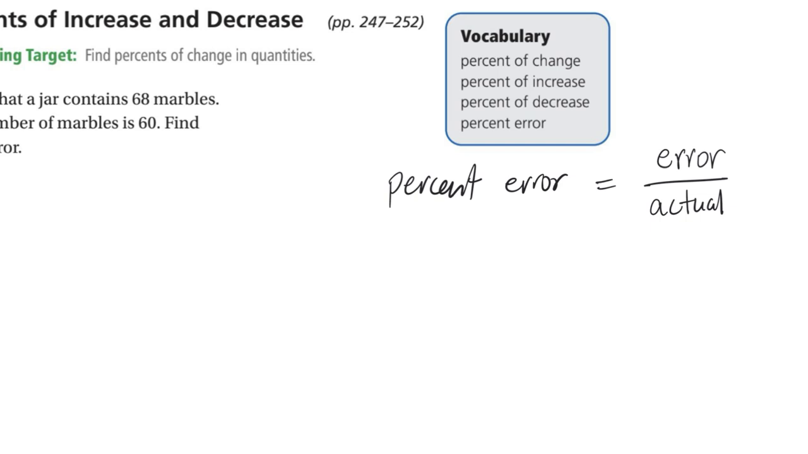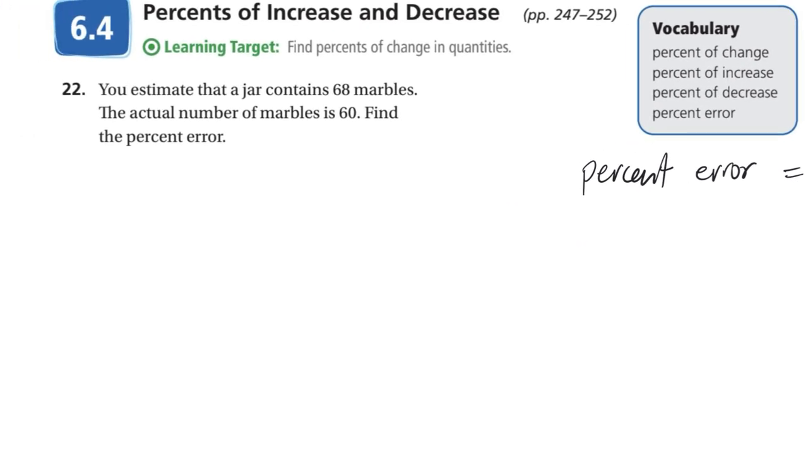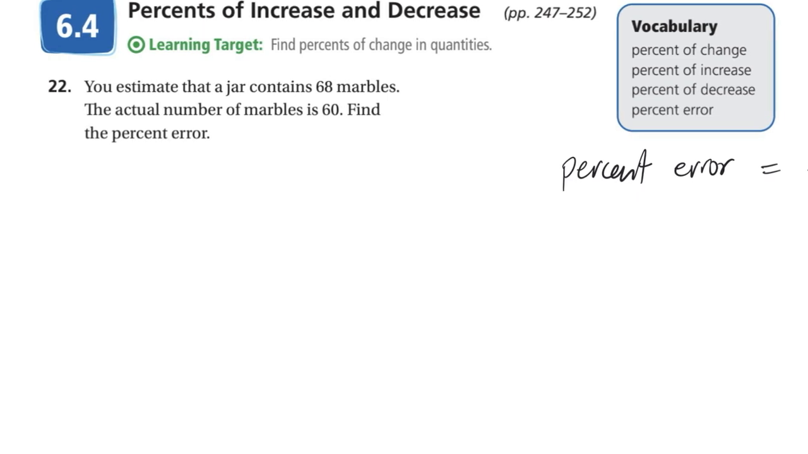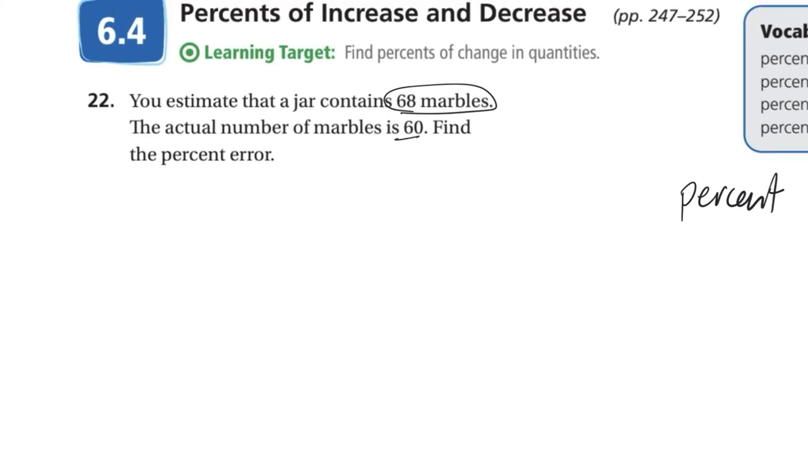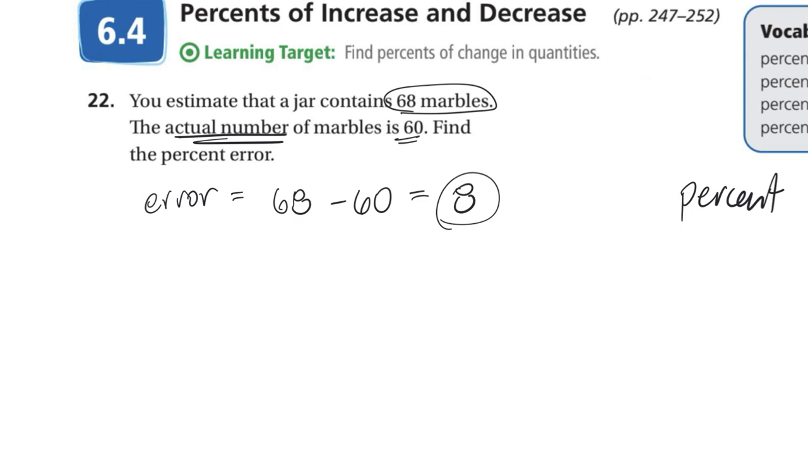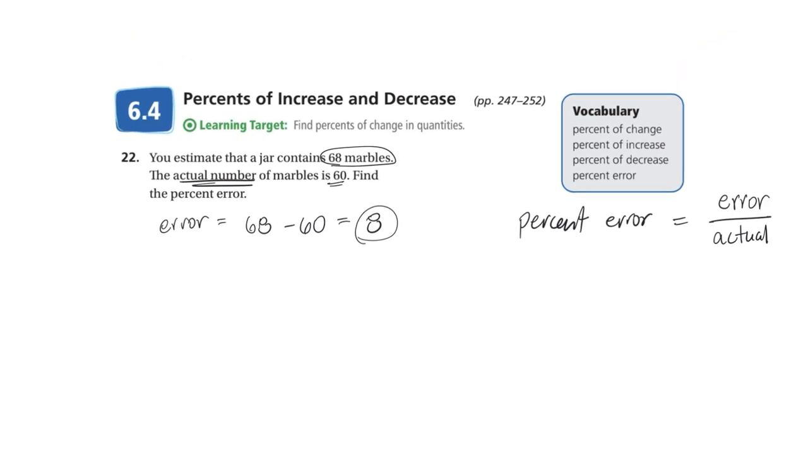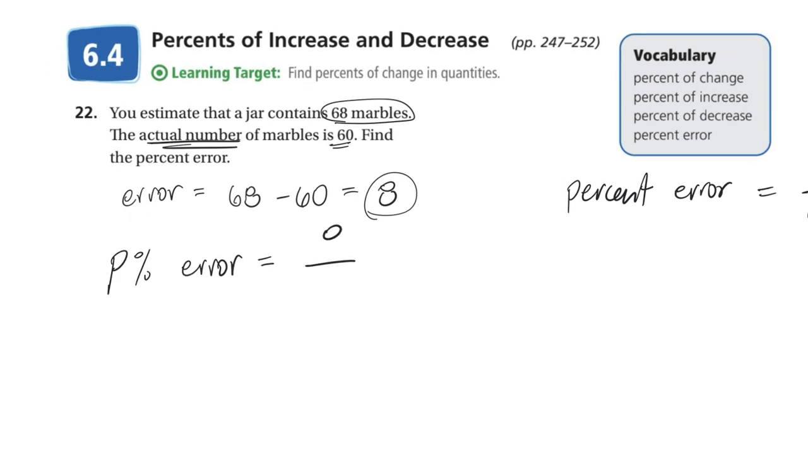All right, so we estimated at 68 and the actual number of marbles was 60. So what was our error? So we said 68, it was actually 60, so we were off by 8. 8 was our error. And the actual number was 60. So to find the percent error, we take the error and compare it to what it actually was.